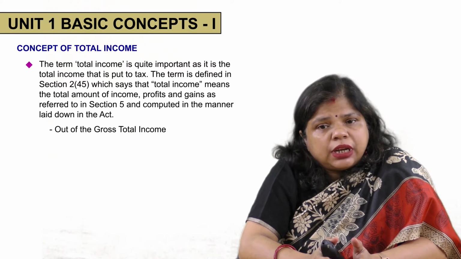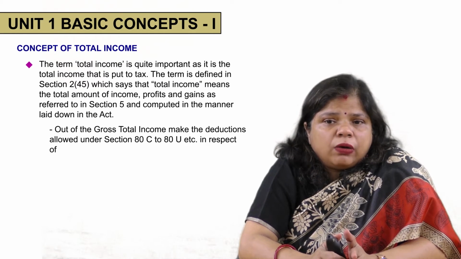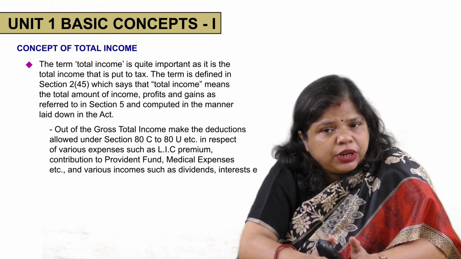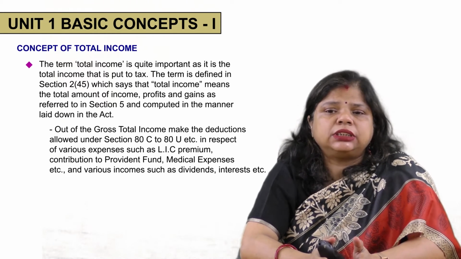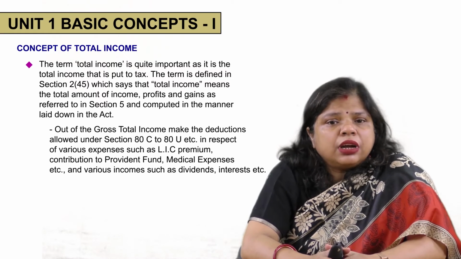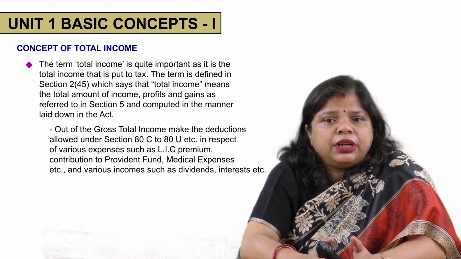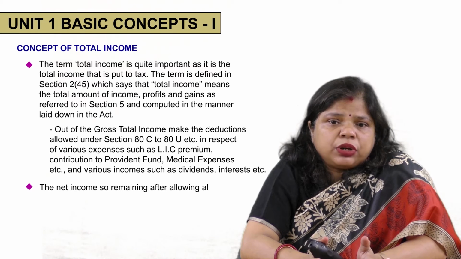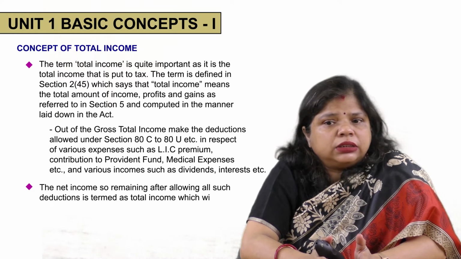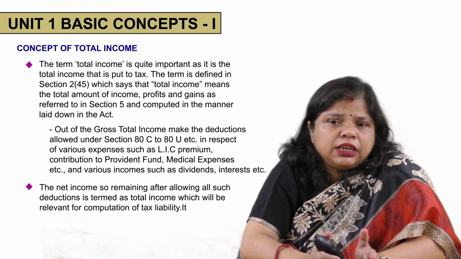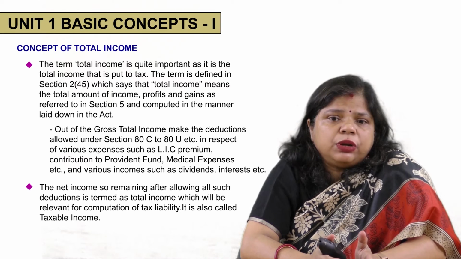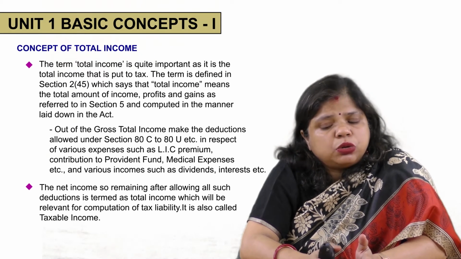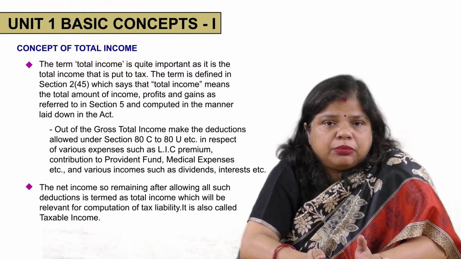Out of gross total income, we make all the deductions allowed under section 80C to 80U in respect of various expenses like LIC premium, contribution to provident fund, medical expenses, etc. The net total income that remains after allowing all deductions is termed total income, which will be relevant for computation of tax liability. It is also known as taxable income.